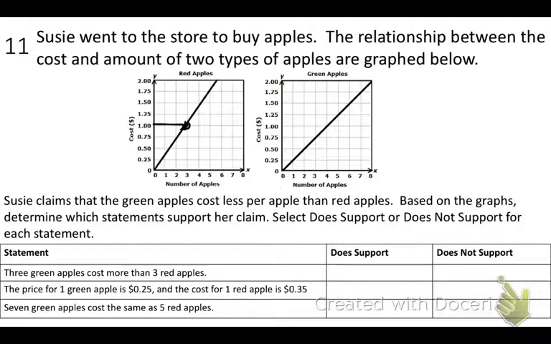I'd go over to the 3, and I would go over. And 3 green apples cost 75 cents. So I would say that does not support, because red apples actually cost more than green apples.